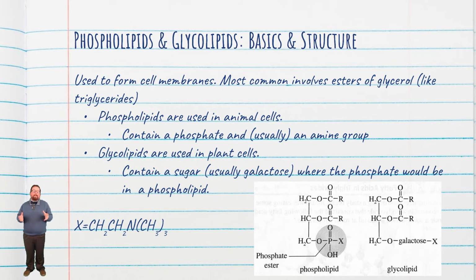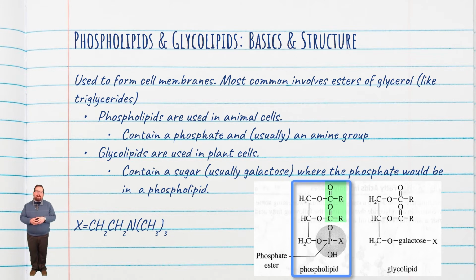There are many types of phospho and glycolipids, but the most common ones are esters of glycerol, just like the triglycerides you just saw. Phospholipids are found in animal cells and contain a phosphate group and usually an amine group. Phospholipids look like this, where you have two long-chain nonpolar hydrocarbons in the first two esters, but the third group is a phosphate group with an amine attached where that X is. This phosphate-amine group is highly polar.